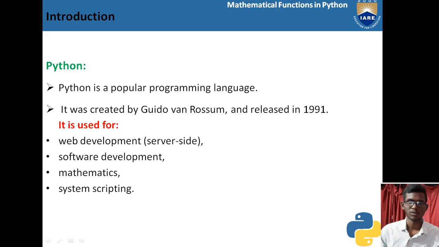The best examples of web development are our CMS login, movie tickets, railway tickets, and the like. In our daily life, we use phone updates. Some apps are updated daily, and that update is called software development. To simplify problems, we use Python in maths. System scripting is also one use of the language.